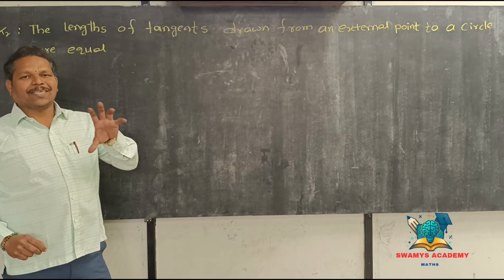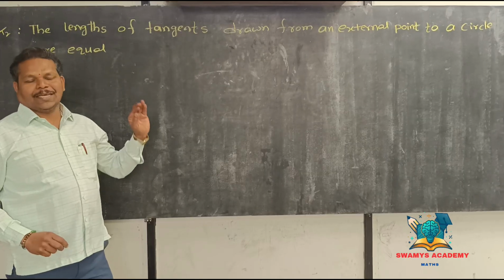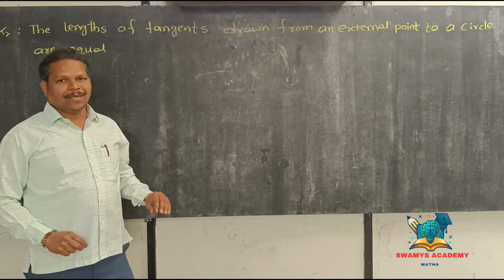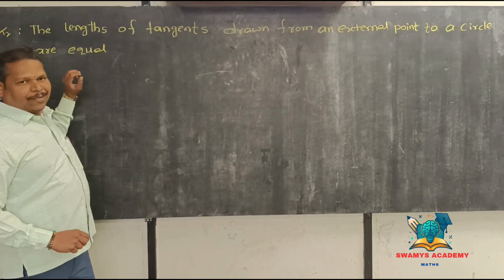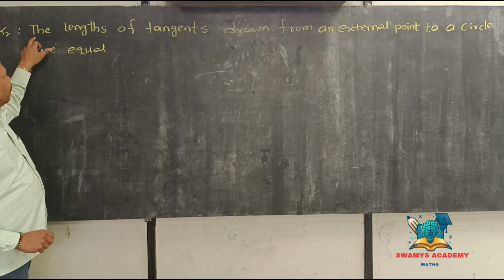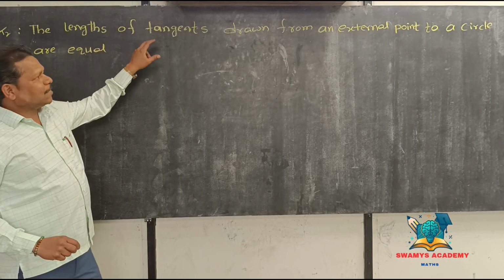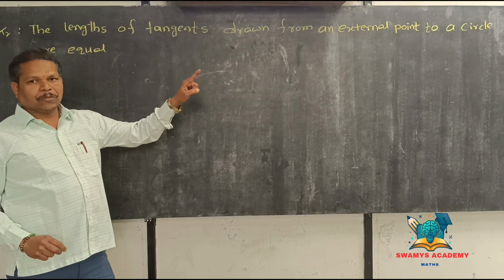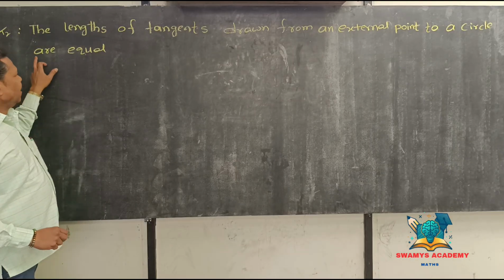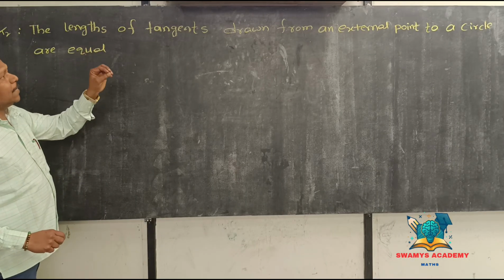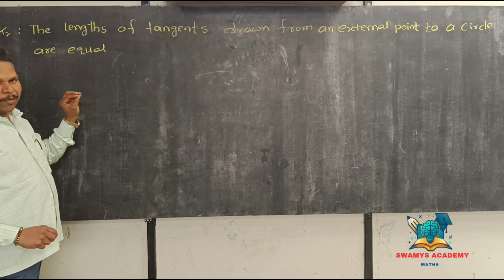Today we'll learn about the circle theorems. There are two theorems. In that, the theorem is: the lengths of the tangents drawn from an external point to a circle are equal. The tangents are equal. That we need to prove.